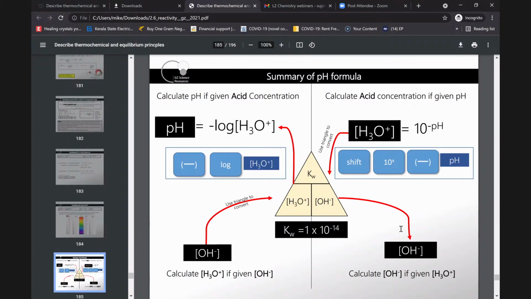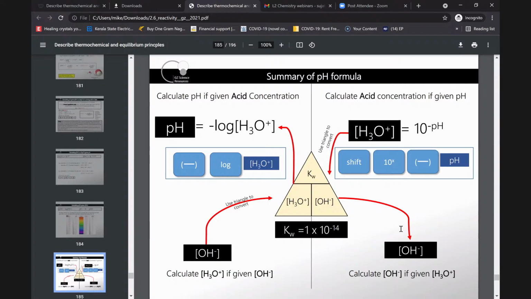Given that you know your triangle, if you're given the ionic product, you have to calculate the concentration of hydronium: the ionic product divided by the concentration of OH. Or if you have to calculate the OH, it is the ionic product divided by the hydronium concentration. So this is how you calculate.